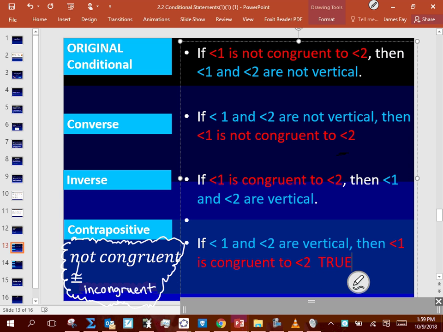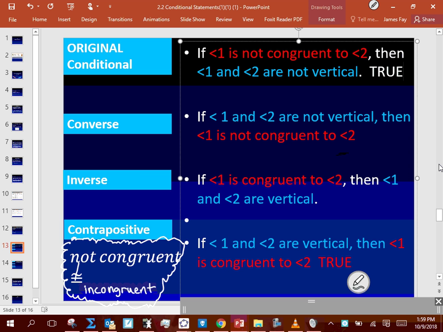That's true, right? Okay. So if they're vertical, then that tells me that that top one is true as well. So the conditional and contrapositive are both true. Now that doesn't tell me anything about the converse and the inverse. When I look at the converse, it says if angle 1 and angle 2 are not vertical, then angle 1 is not congruent to angle 2.